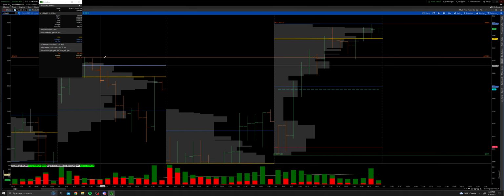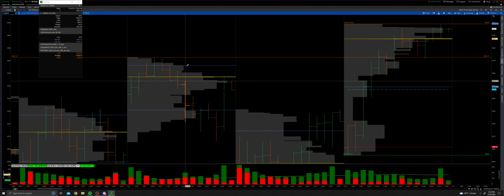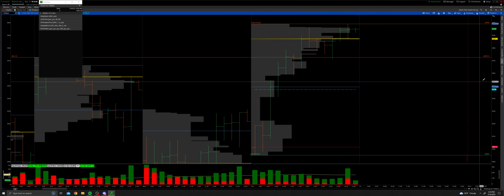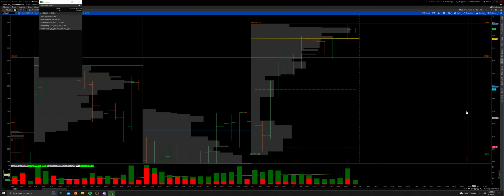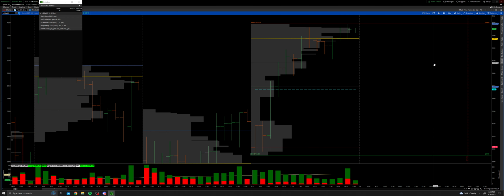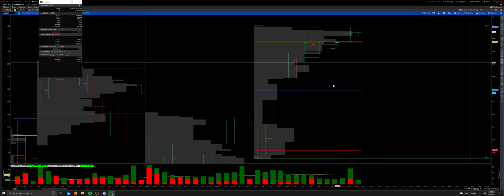Another thing you may notice is I have a balance area or a previous zone marked. I'm going to get rid of that, we won't worry about it. Don't worry about this line here, it's not going to have any significance right now.